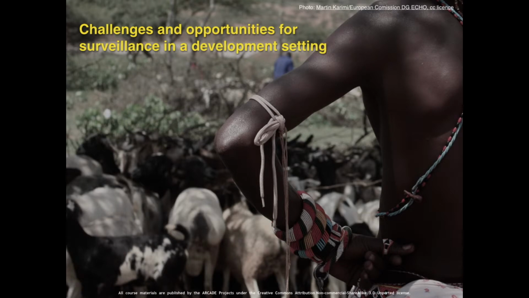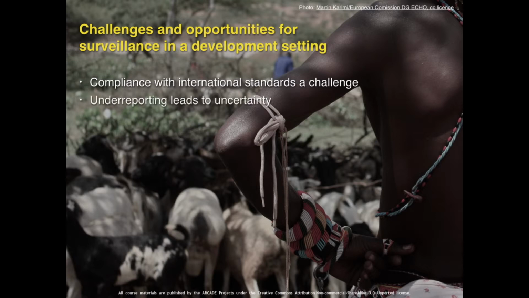My last slide is about challenges and opportunities for surveillance in a developing setting. The international community sometimes provides proofs distant from local realities, which makes compliance with international standards a challenge. Given that there is little communication and feedback at the local level, and that people do not always seek diagnosis when their animals are sick or die, and given that the surveillance system is based on positive identification, there are often cases which go unreported or undiagnosed. This gives rise to considerable uncertainty, both in terms of what is not being monitored and also in terms of when the next outbreak will be.